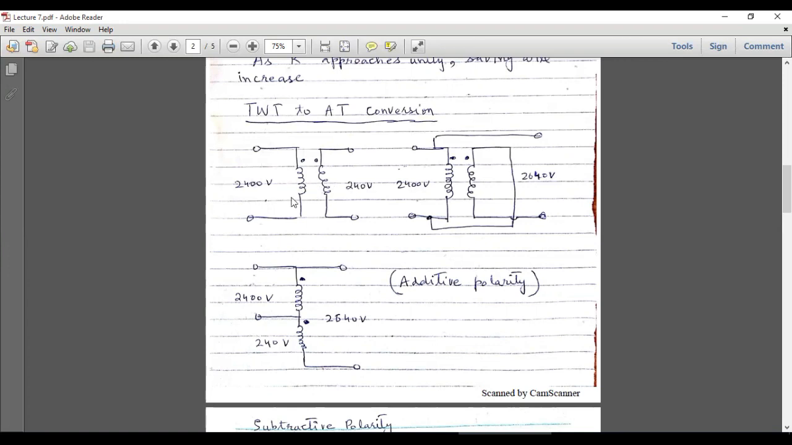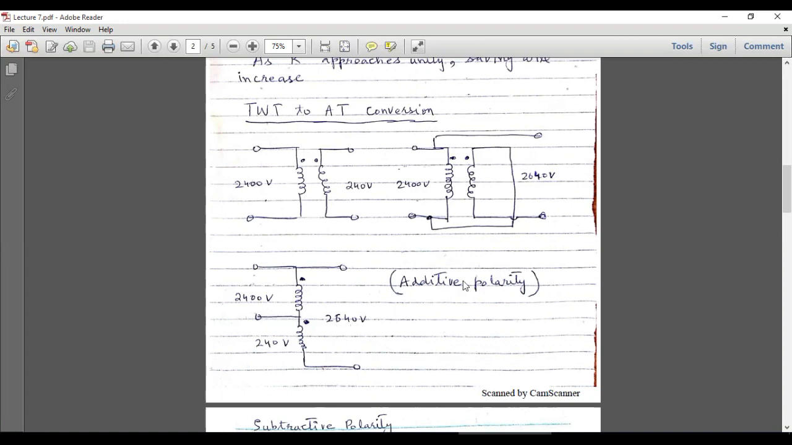So this is 2400 volts, and here we have 240 volts, and we have to connect this side with this side in such a way. So this is the first terminal, this is the second terminal, and at the end we will have the primary terminals the same, and we will have such an equivalent circuit. So these dot sides are here, and we will get 2640 volts.